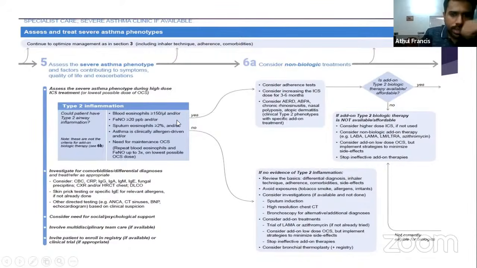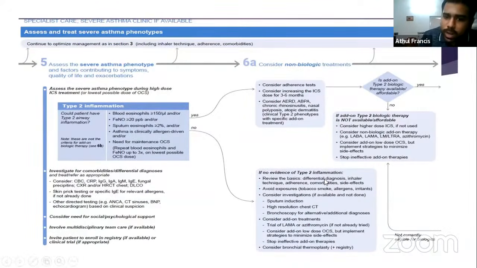Always look for any add-on biologicals which are available. So here is where your typing comes in. If your eosinophil count is less than 150, or any of these are negative, then it's not a type 2 inflammation. That is, it is not a Th2 type anymore, so it's not allergy-driven asthma. Your biologicals won't help here. So always keep in mind the pathogenesis. That is why I always discuss the pathogenesis in detail initially, because in step 5 treatment of asthma, the pathogenesis is really important, and that is what brings a change.